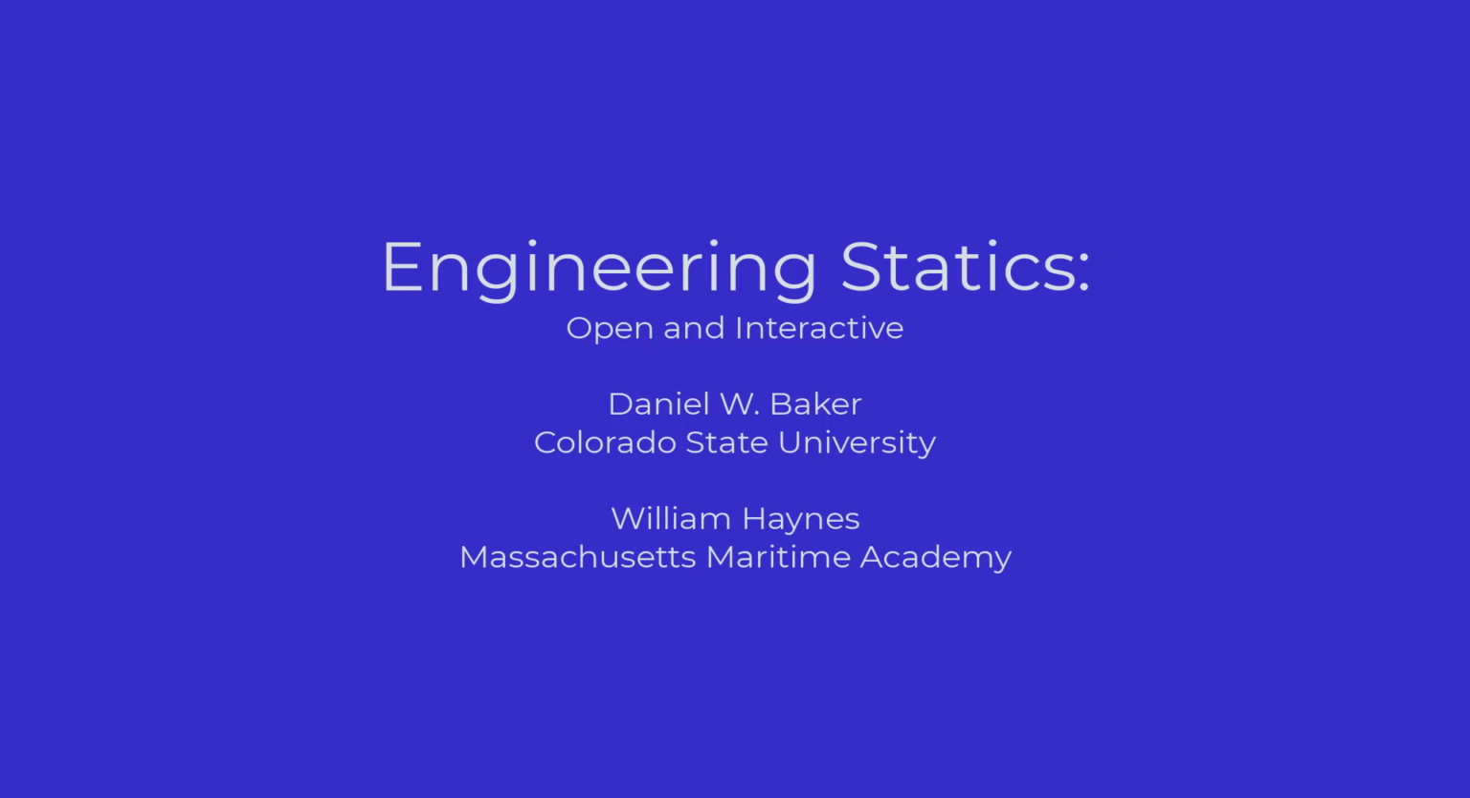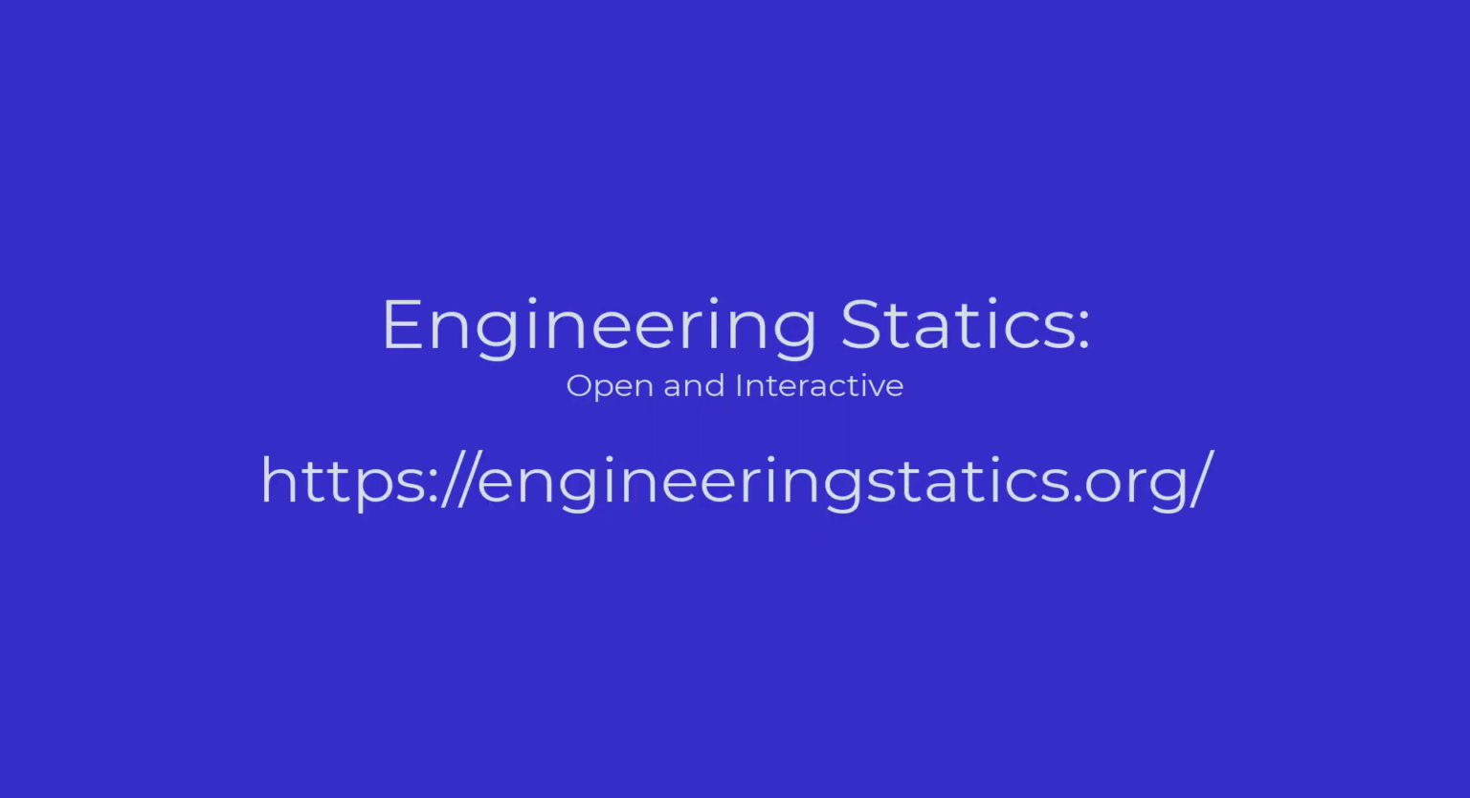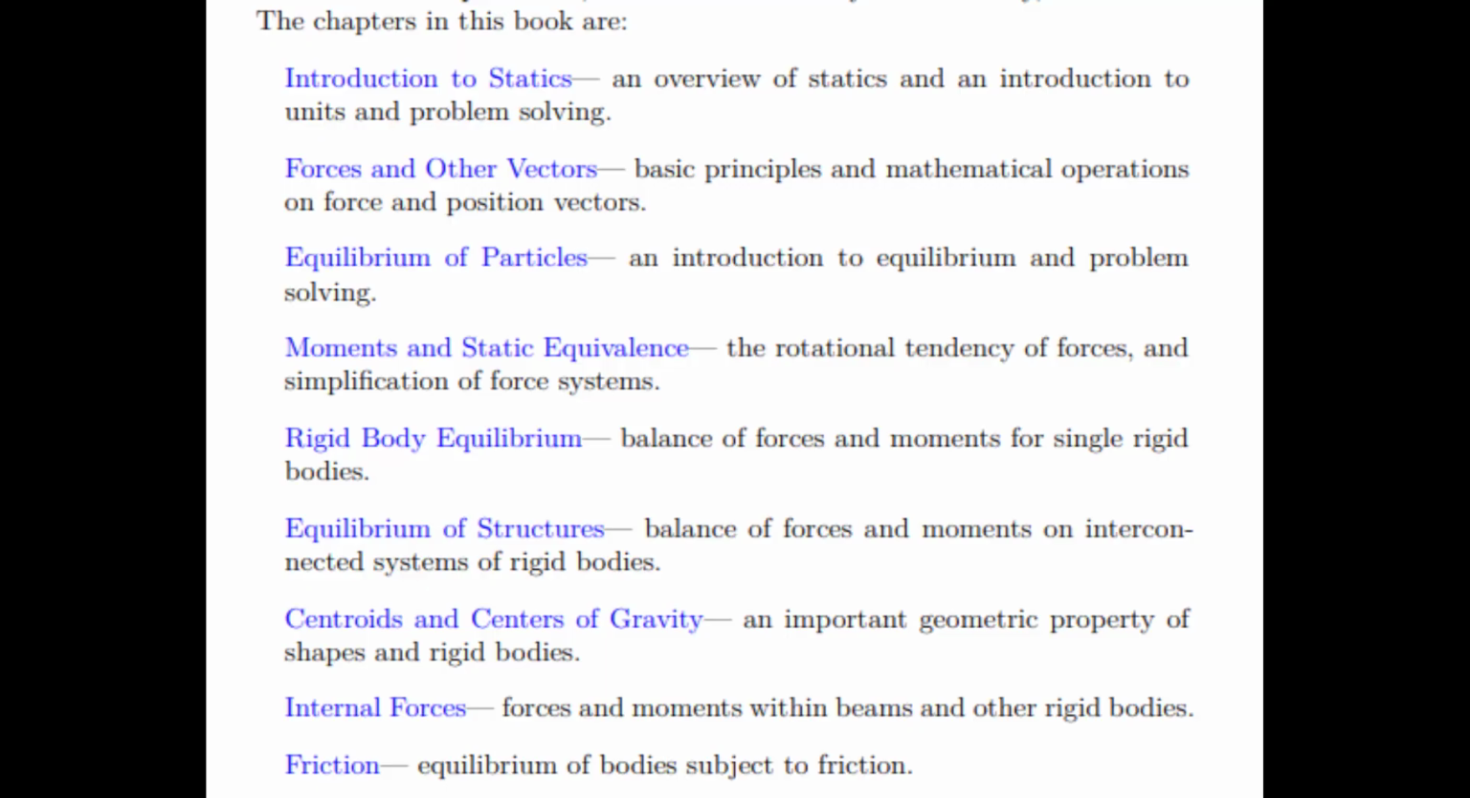The book we will be using for this course is entitled Engineering Statics by Daniel Baker and William Haynes. It is free and available both online at engineeringstatics.org and is also available as a download. I have posted the downloaded form as a PDF. The book is broken down into 10 chapters: Introduction to Statics, Forces and Other Vectors, Equilibrium of Particles, Moment and Static Equivalence, Rigid Body Equilibrium, Centroids and Center of Gravity, Internal Forces, Friction, and Moments of Inertia.